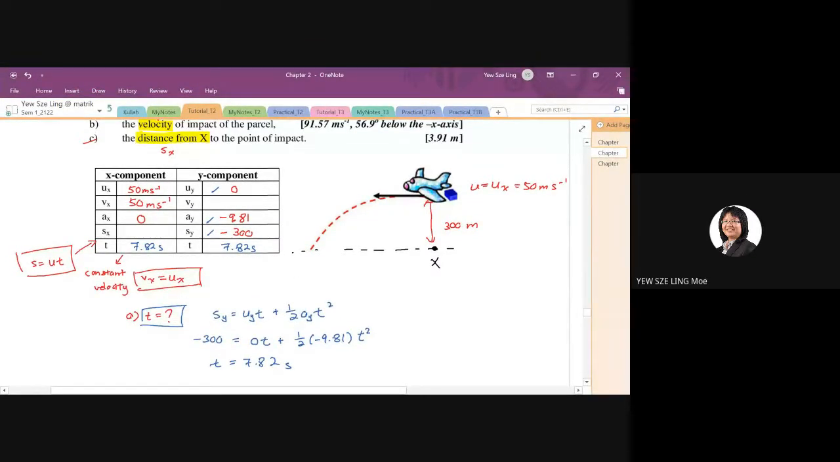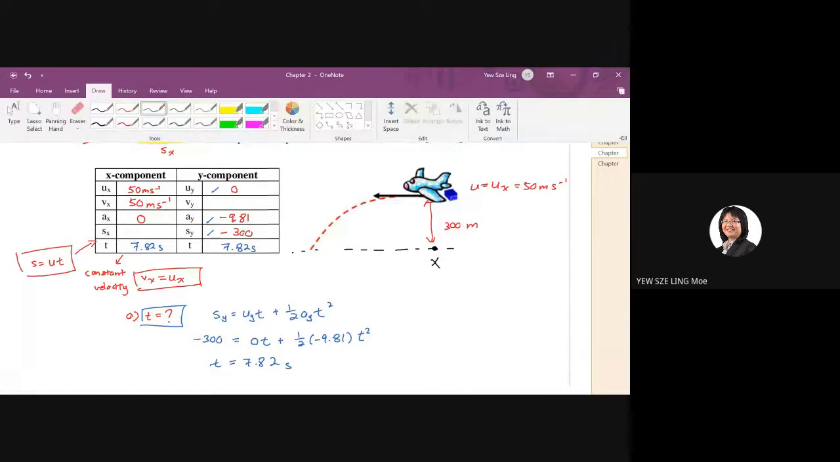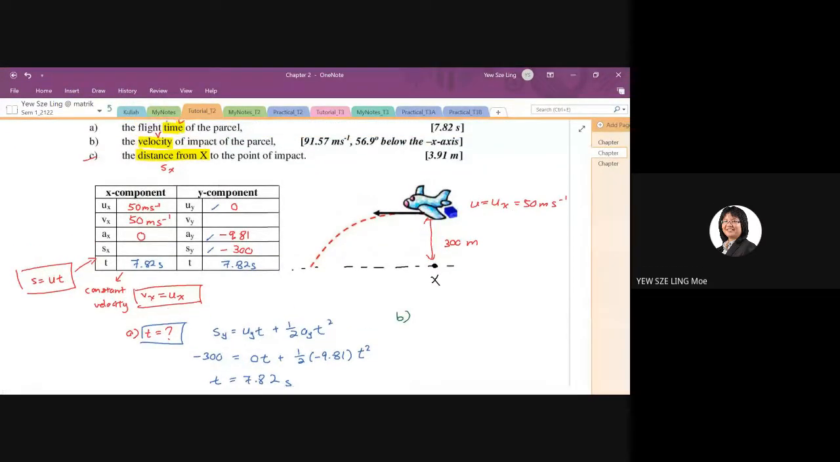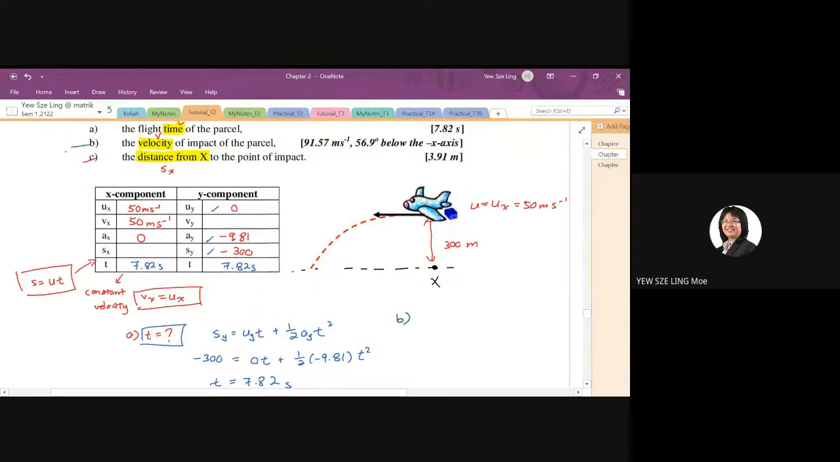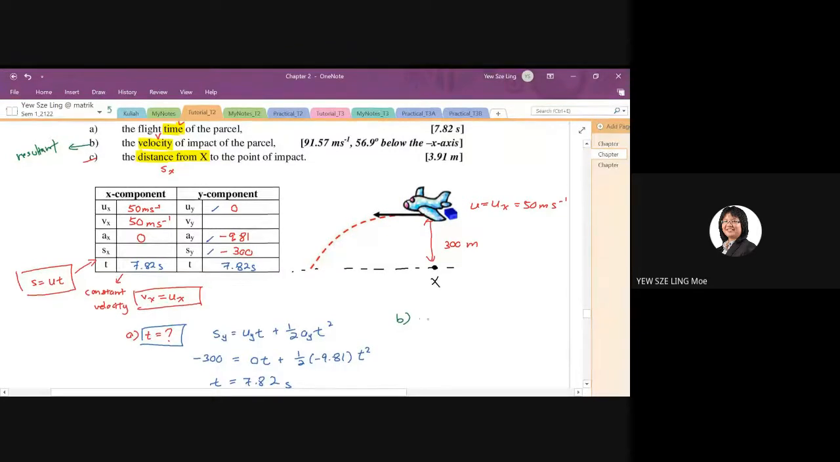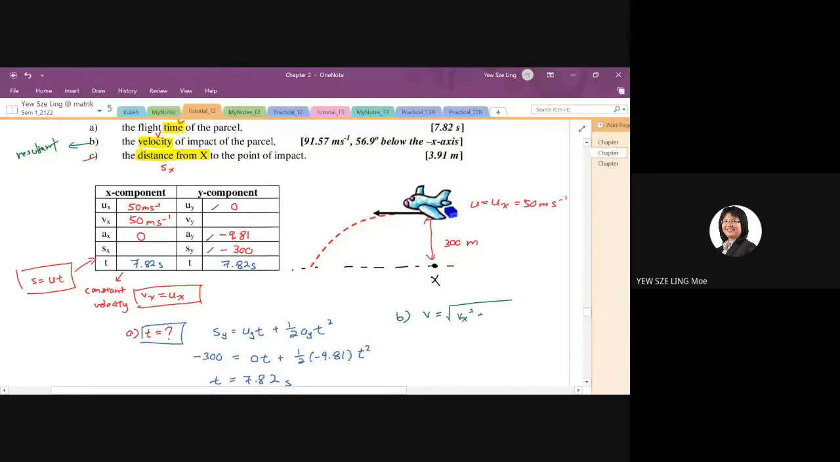Right? And then question B. Question B is asking for velocity. So like I told you just now, because the question doesn't mention whether it's a vertical or a horizontal velocity, therefore it's asking for the resultant velocity. Okay, so it wants the resultant value. So what does it mean by it wants the resultant value? So resultant V equals the square root of Vx squared plus Vy squared.